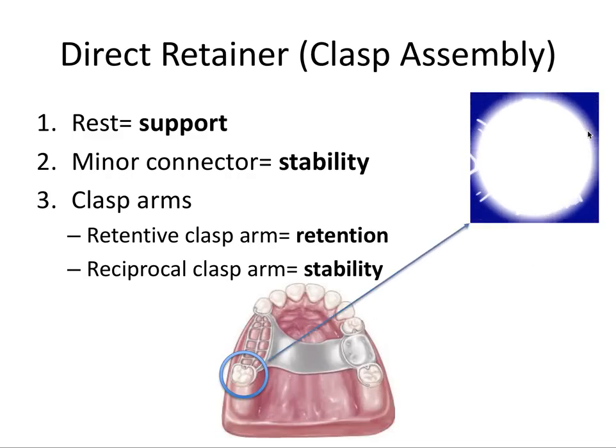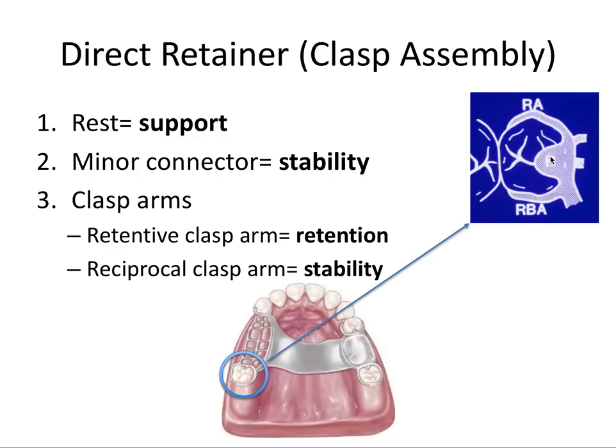If we really zoom in there, we can see that there are quite a few components. The rest, which we talked about in detail in the last video, is an actual part of this direct retainer, and it provides support. The minor connector, which we've also talked about, is also part of the direct retainer, and it provides stability. And lastly, the clasp arms, which is what we'll be focusing on in this video.